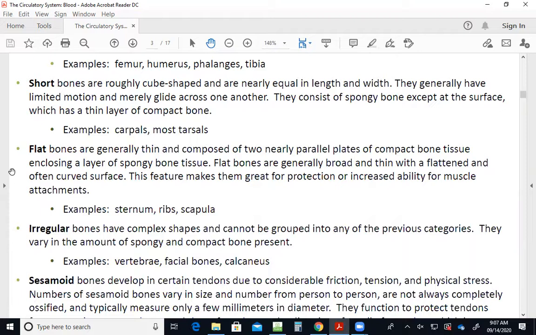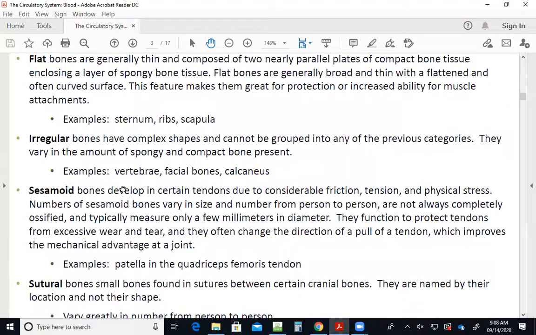Short bones, roughly cube-shaped, nearly equal in length and width, generally have limited motion and merely glide across one another. Consist of spongy bone except for the surface, which has a thin layer of compact bone. What are your carpals? Wrists, very good. What are your tarsals? Those are your ankles.